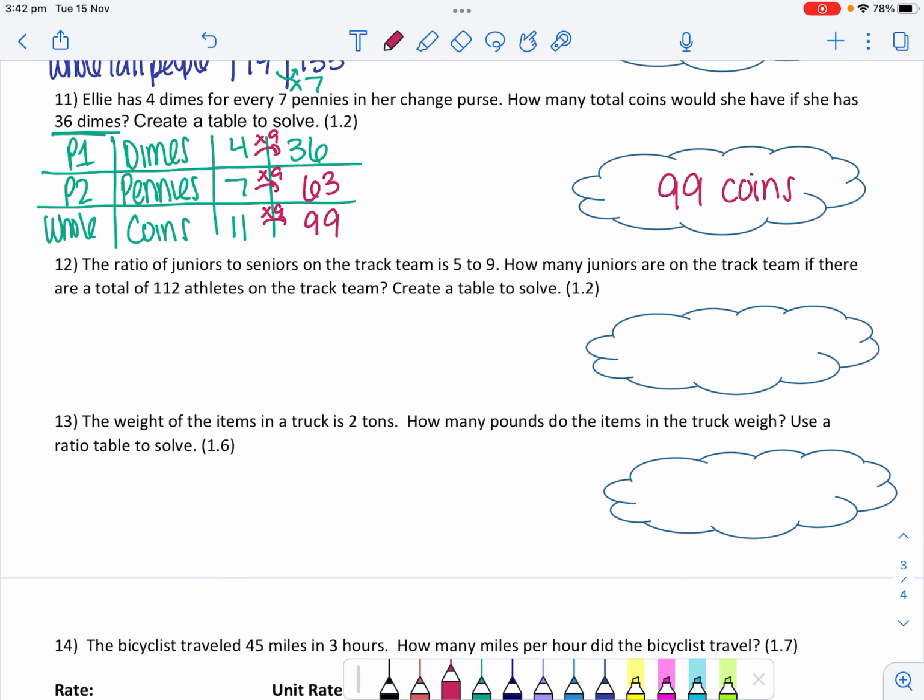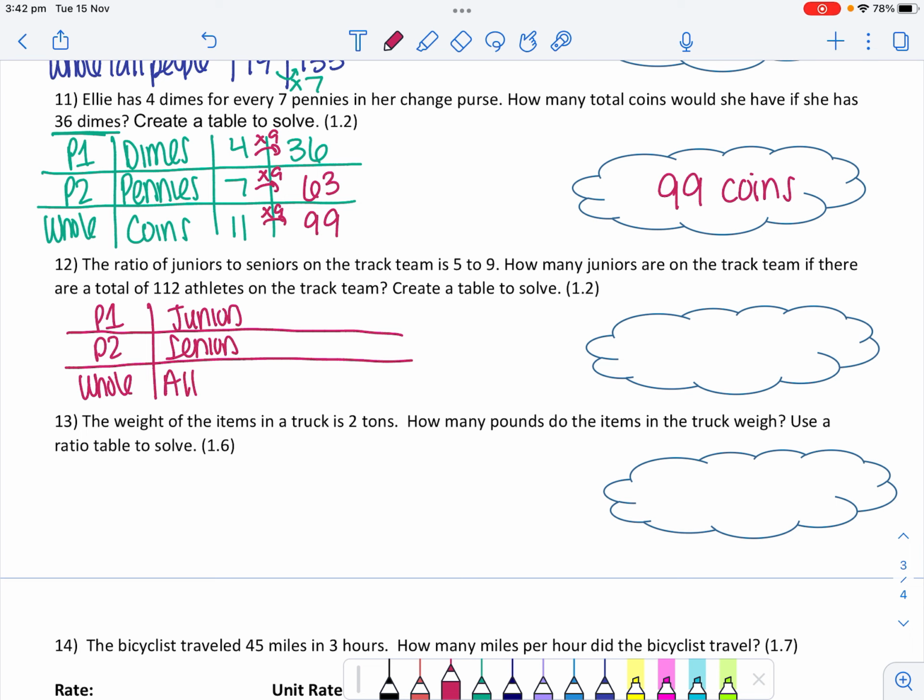Number 12 says the ratio of juniors to seniors on the track team is 5 to 9. So part 1, part 2, whole. I've got juniors, seniors, and all. So 5, 9, and 14, because 5 plus 9 is 14. And there's 112 total athletes.